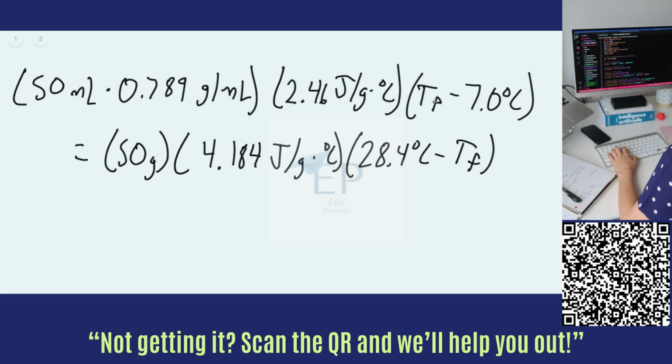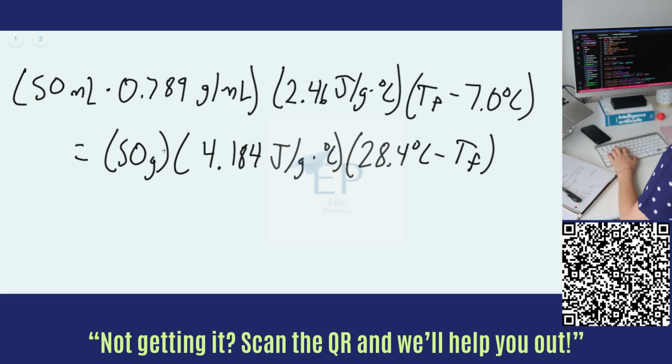And the reason the final temperature is in different places here is because we want each of these delta T's to be positive so that our equation works. And since we know the final temperature will be somewhere in between these two, by setting it up this way, we ensure that both of our delta T's are positive.